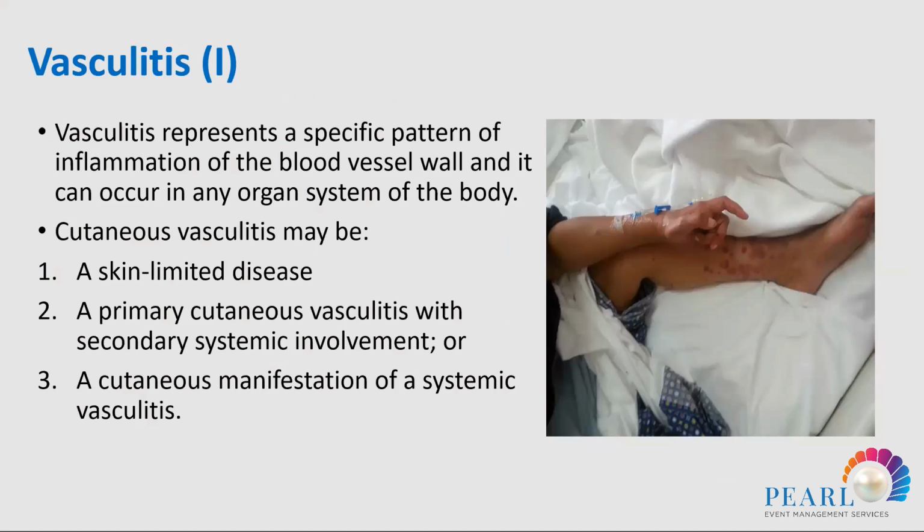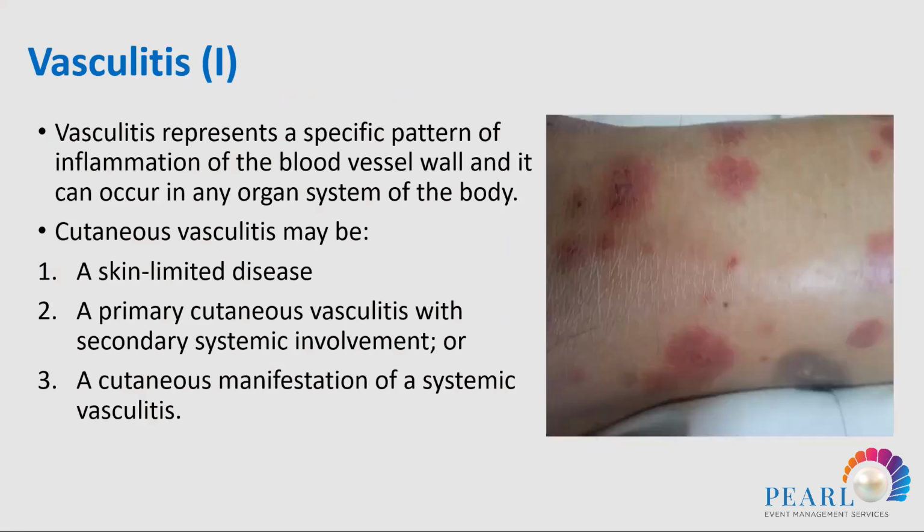Moving on to vasculitis. Vasculitis is the inflammation of the blood vessel wall. It's always important to categorize vasculitis. Is it just a skin-limited disease? Is it a primary cutaneous vasculitis with secondary systemic involvement? Or is it a cutaneous manifestation of a systemic vasculitis?